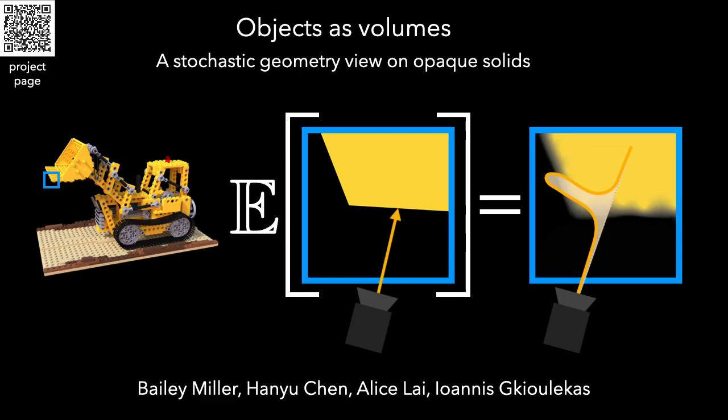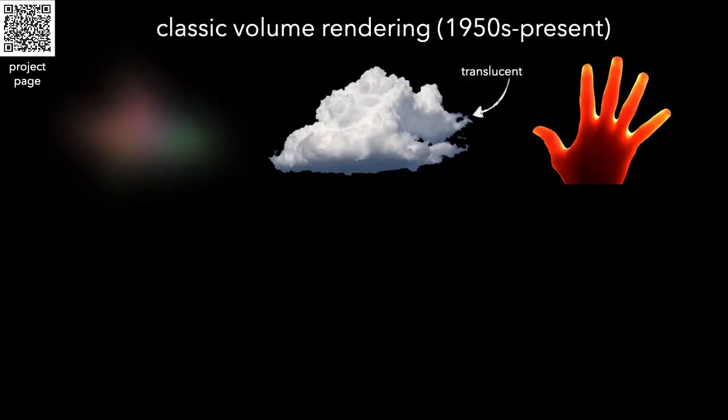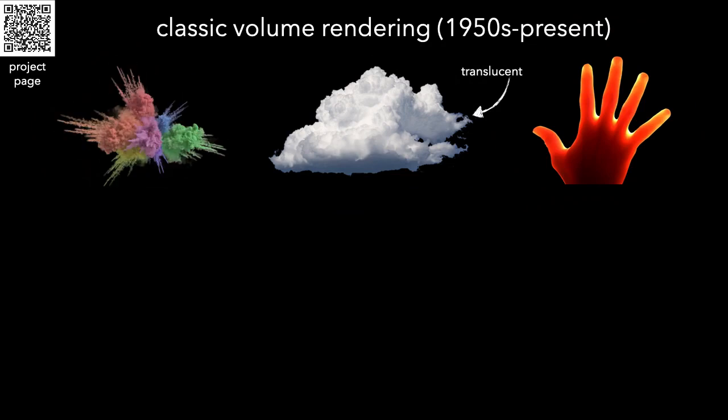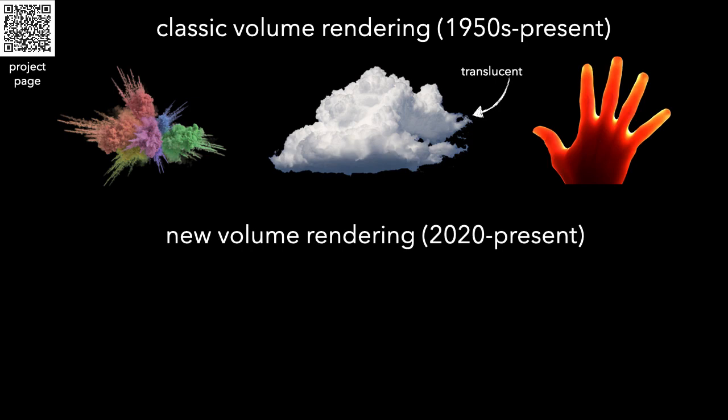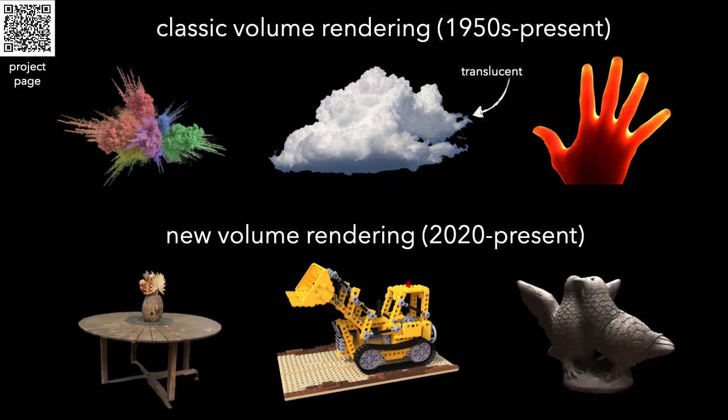In this work, we developed theory for volumetric representations of opaque solid objects. Since the 1950s, volume rendering techniques have been commonplace in graphics and applied physics as a methodology to efficiently simulate light transport in translucent media like clouds, smoke, or tissue. In the past 5 years, however, these same volume rendering techniques have become commonplace for opaque solid objects which bear little resemblance to the translucent materials for which volume rendering was originally developed.